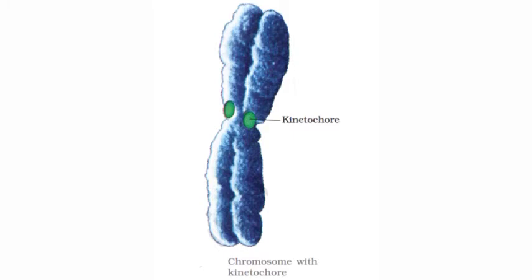Let's see the diagrammatic representation of a chromosome with the kinetochore. At the center, the centromere is present, which connects two chromatid bodies. At the same time, this centromere is covered by proteinaceous disc-shaped structures called kinetochores. These kinetochores are the exact places where the spindle fibers are attached at the cell division stage.